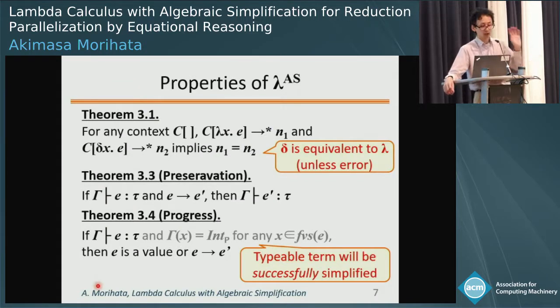Here we formalize the properties of lambda AS. First, Theorem 3.1 says that a lambda abstracted term and a delta abstracted term are observationally equivalent if both are successfully evaluated. Of course, this does not always occur, because a delta abstracted term can get stuck because of a violation of linearity. But the following two theorems guarantee the standard preservation and progress properties, saying that a typeable term cannot get stuck. So by combining the type system and the delta abstraction, we can say that a delta abstracted term is observationally equivalent to a lambda abstracted term. So it is safe to replace lambda with delta unless the type system rejects it.